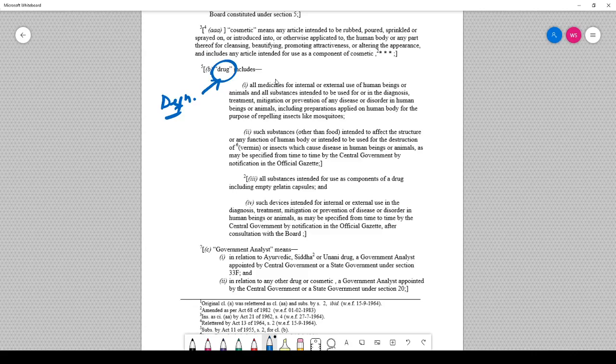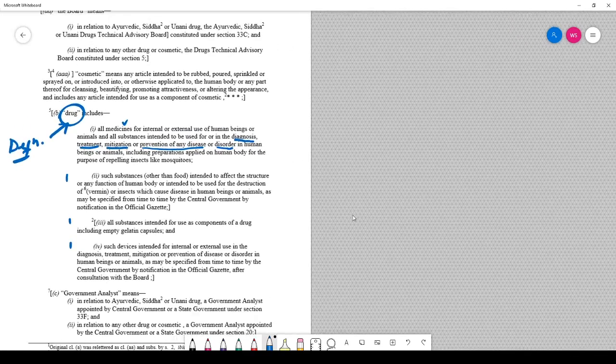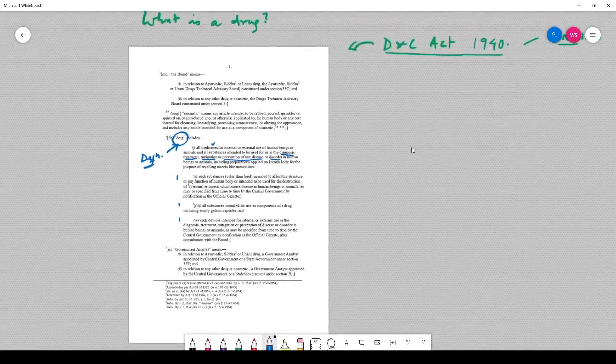Let's read through this. All medicines for internal or external use of human beings or animals and all substances intended to be used for or in the diagnosis, treatment, mitigation or prevention of any disease or disorder in human beings or animals, including preparations applied on human body for the purpose of repelling insects like mosquitoes. Okay. And there are definitions which broaden the scope of the first paragraph. And that is the legal definition for a drug as far as we are concerned.